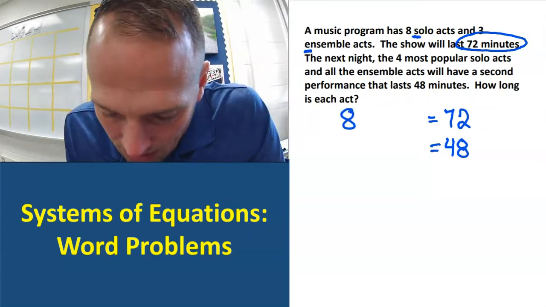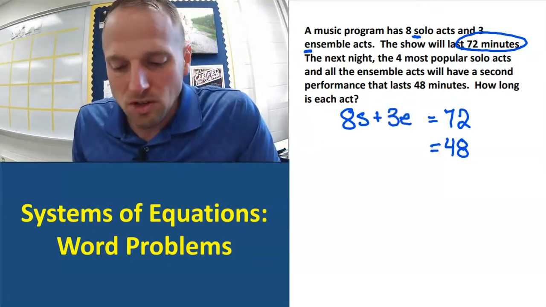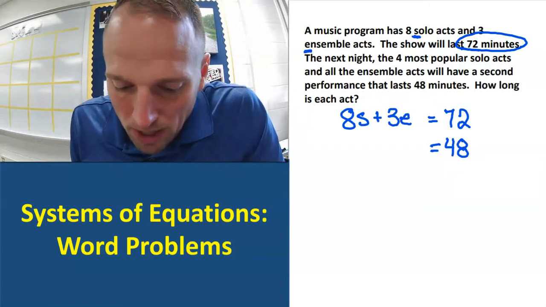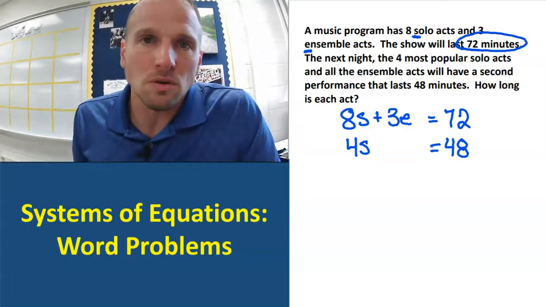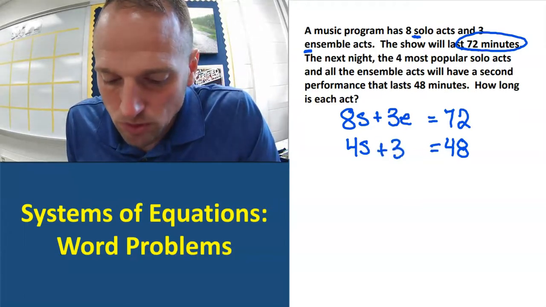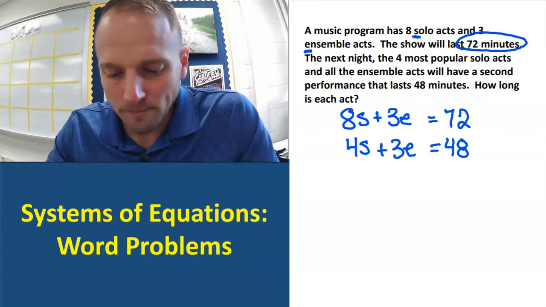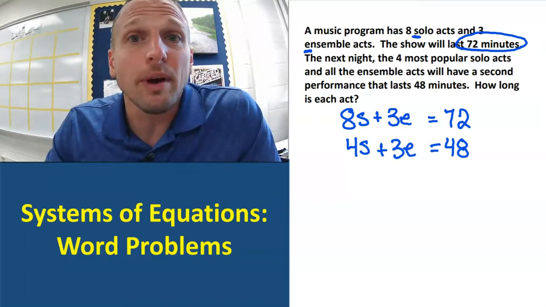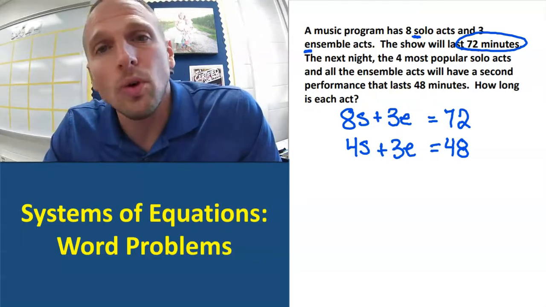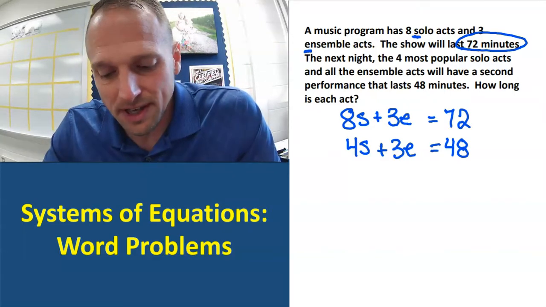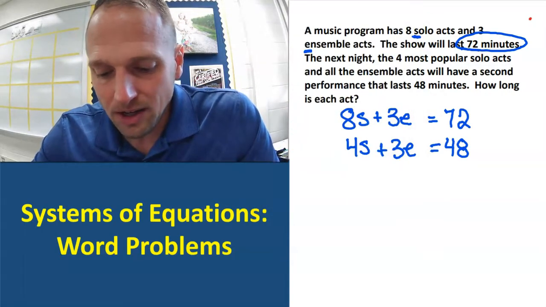So let's just write that. 8 solos plus 3 ensembles equals 72. The next night, the 4 most popular solo acts, so 4 solos, and all the ensembles, well, it already told us that there was 3 ensembles. So 3e equals 48. Okay. Well, we could multiply the top by the bottom, and cancel the s's. We could multiply the bottom one by 2 and then cancel the s's, or we can just see those e's are just about ready to be eliminated because they're both 3's.